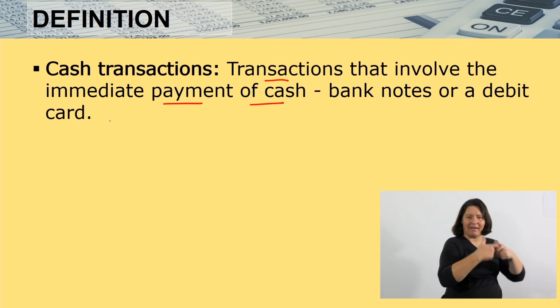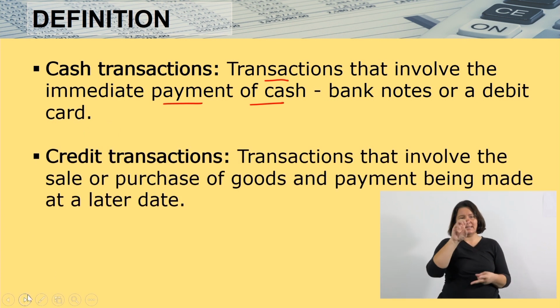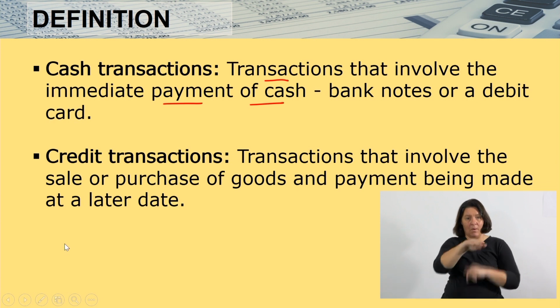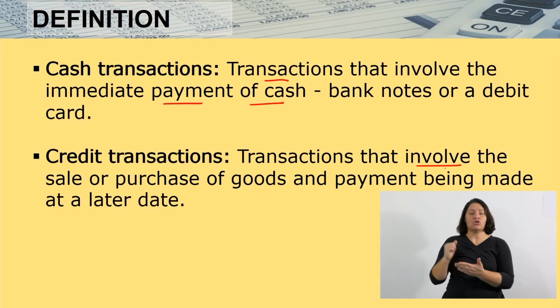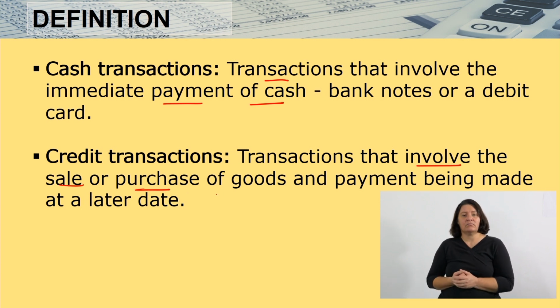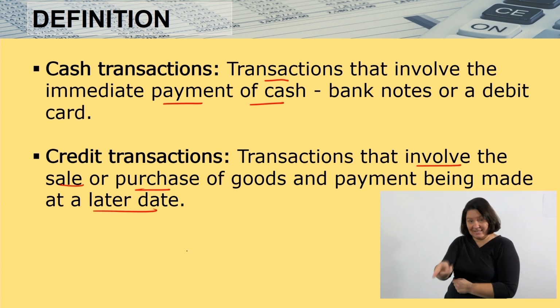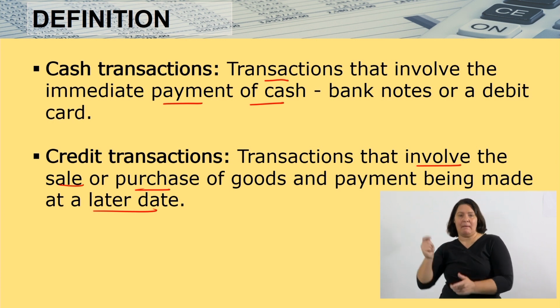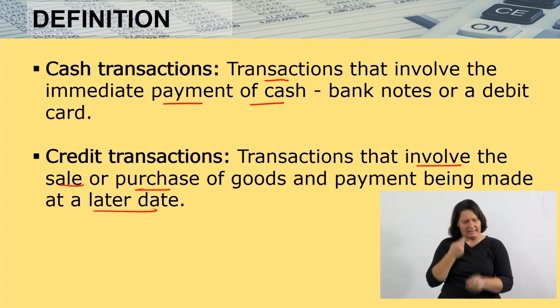The next definition that we're going to look at is credit transactions. What are we talking about when we say this is a credit transaction? These are transactions that involve the sale or the purchase of goods and payment being made at a later date. So what we're saying is a sale can take place or a purchase can take place, but the payment will then be done at a later date. It is not immediate as we saw in cash transactions.